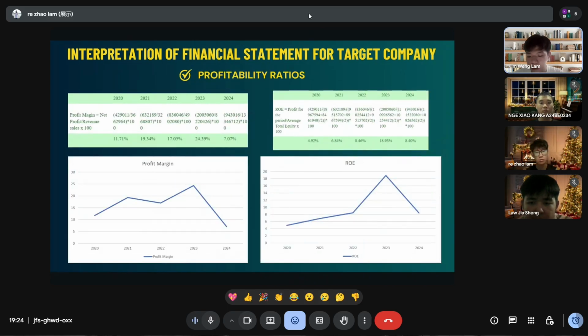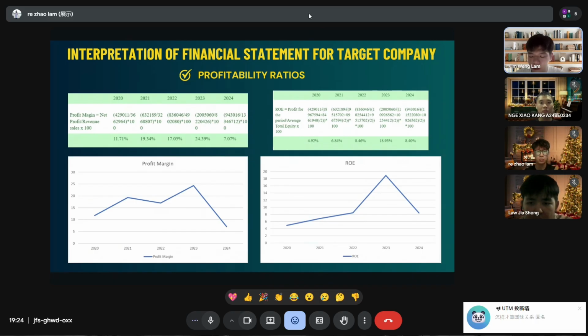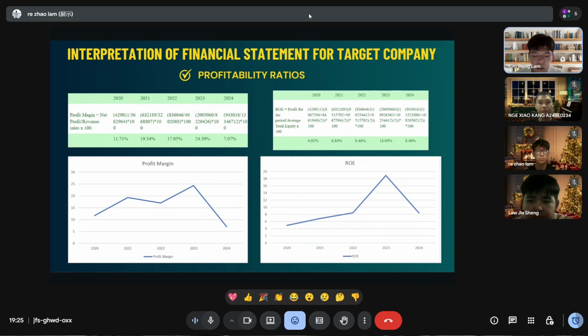Next, we evaluate the target company's profitability ratio. The target company's profit margin increased significantly from 11.71% in 2020 to 19.34% in 2021, reflecting improved construction activity and better project execution. However, it declined to 17.05% in 2022 due to rising material and operating costs.